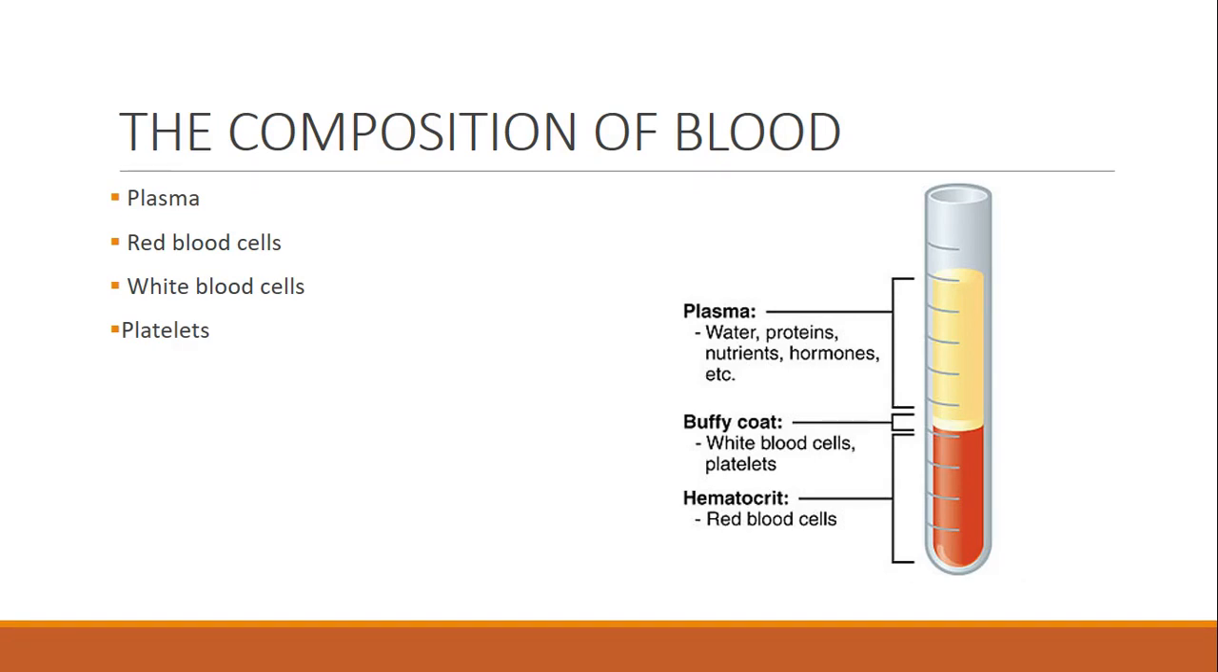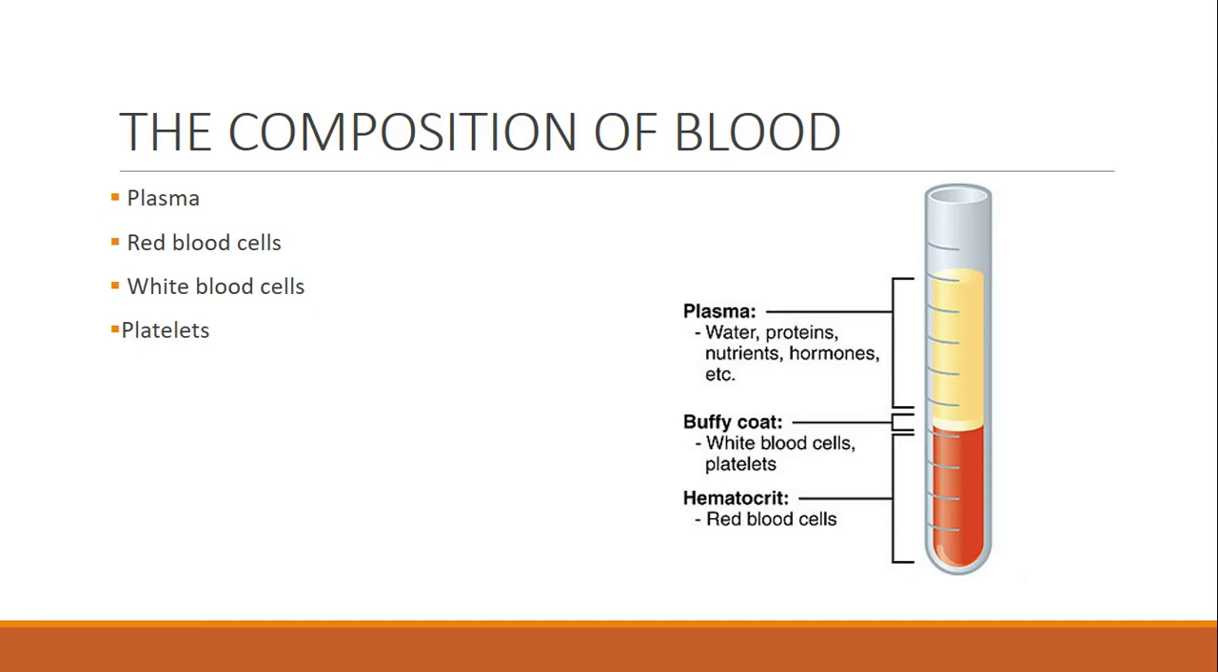Alrighties, so the first thing we're going to be looking at is the composition of blood. On the right here is a quick, fairly simple diagram that I found on Google Images. However, terms like buffy coat and hematocrit are not things you need to know in your course. What you do need to know is the things on the left hand side of the page: plasma, red blood cells, white blood cells, and platelets.